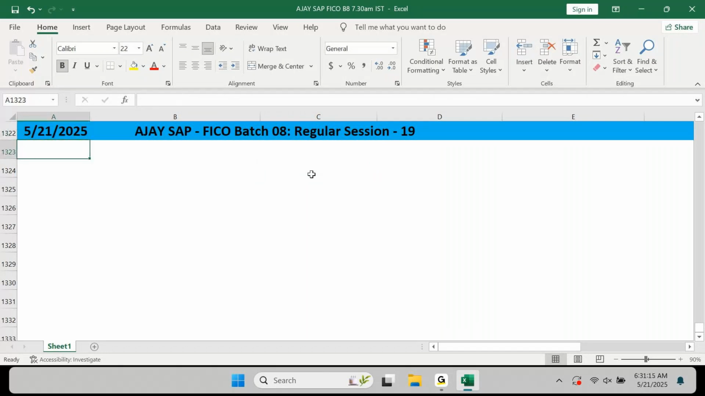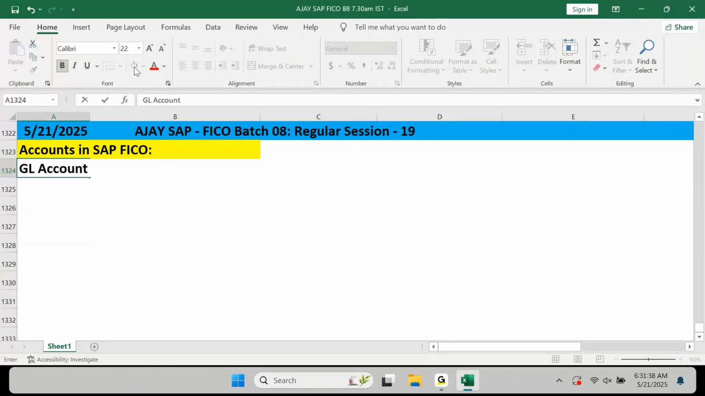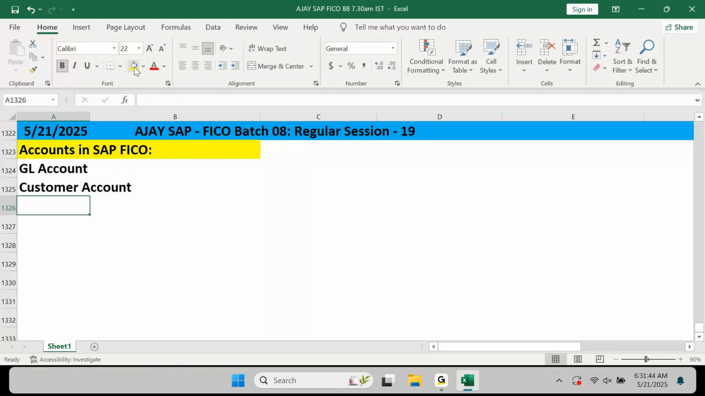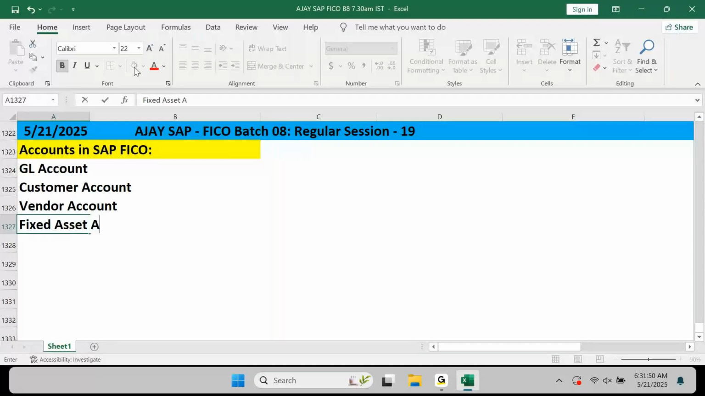Now, we'll write accounts in SAP FICO. When we talk about accounts in SAP FICO, as per our last session or previous understanding, to write any accounting entry, we need to write four types of accounts, right? One is GL account. Other one is customer account, then vendor account, and next one is fixed asset account. These are the four accounts which we majoritarily use in our accounting entries. True?